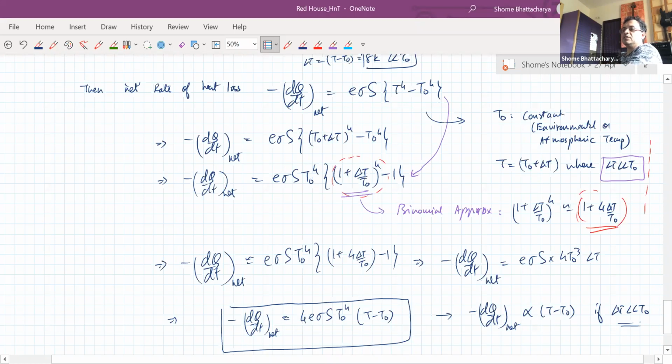Whereas Stefan's law of radiation justifies that experimental result, albeit under the condition of that special case that delta T is small compared to T naught. If that condition is not satisfied, then this will not be the case. Then the rate of cooling will be proportional to T to the power 4 minus T naught to the power 4, rather than proportional to T minus T naught.